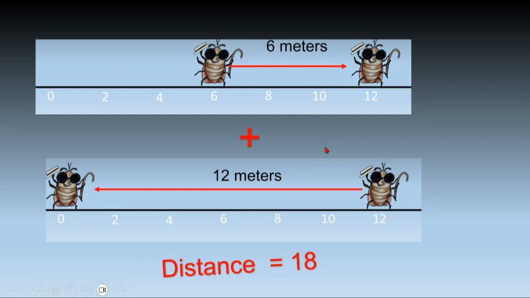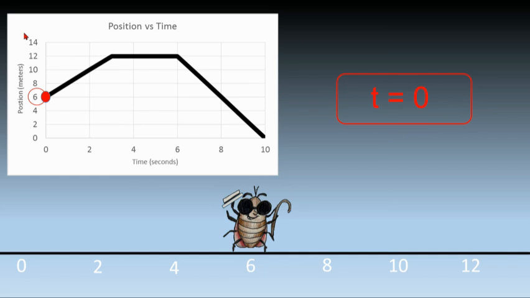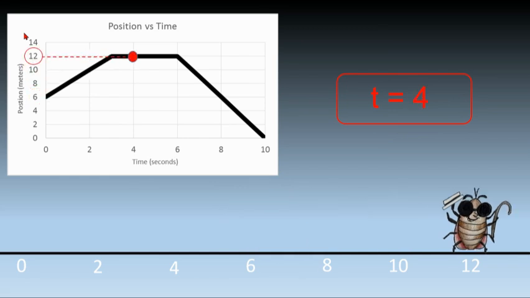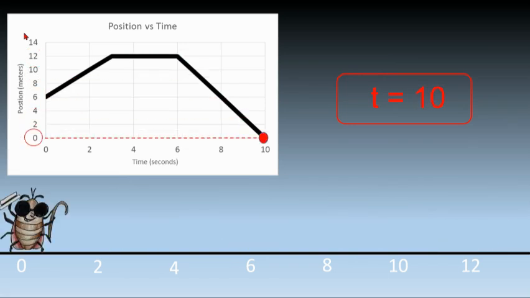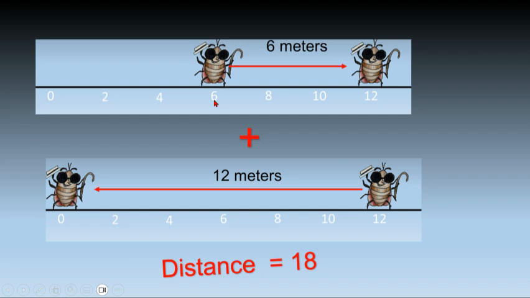And this makes sense because if you watched his motion, so let's watch his motion. He went from 6 to 12, which is 6 meters. Then he went backwards 12 meters. So if you add that together, it's 18 meters.